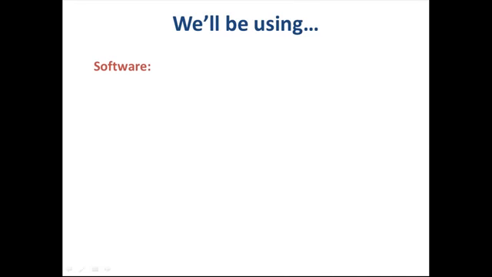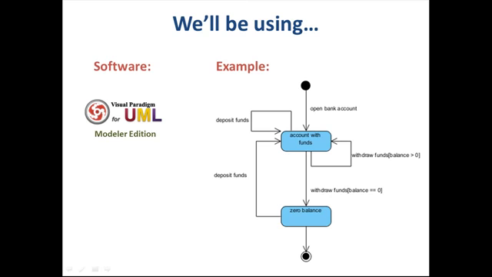In our demo, we'll be using Visual Paradigm for UML Modular Edition. We'll walk through how to draw the following state machine diagram, which describes the behavior of a bank account. A state is simply a condition or situation an object might be in during its lifetime in a system. Let's see how we would draw that.